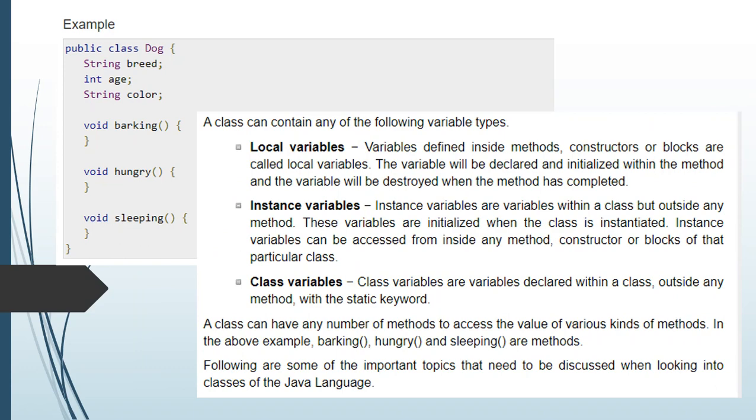Class variables. Class variables are variables declared within a class, outside any method, with the static keyword. A class can have any number of methods to access the value of various kinds of methods. In the above example, barking, hungry, and sleeping are methods. Following are some of the important topics that need to be discussed when looking into classes of the Java language.